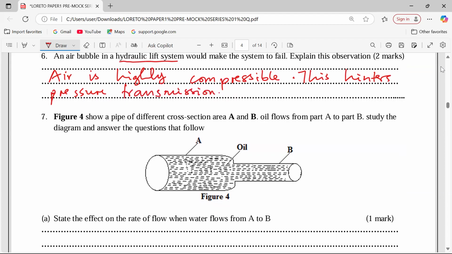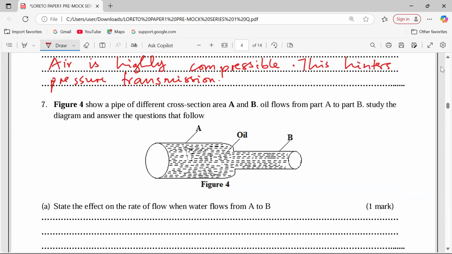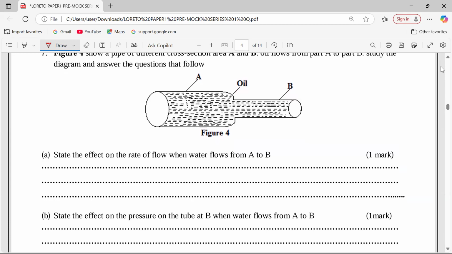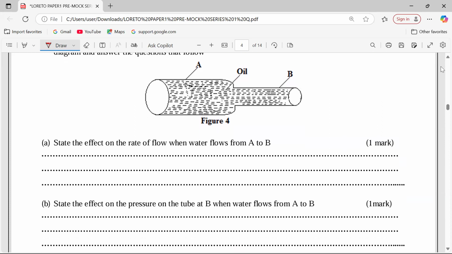Number 7, figure 4 shows a pipe of different cross-section areas, A and B. Oil flows from part A to part B. Study the diagram and answer the questions that follow. Part A of question 7: state the effect on the rate of flow when water flows from A to B. The rate of flow remains the same. So the rate of flow is a constant.